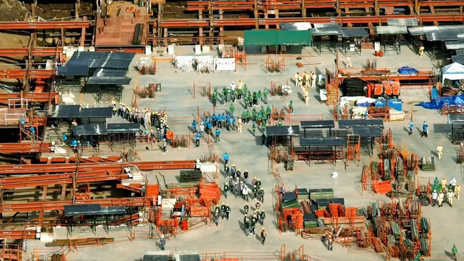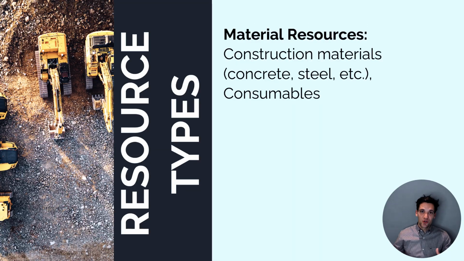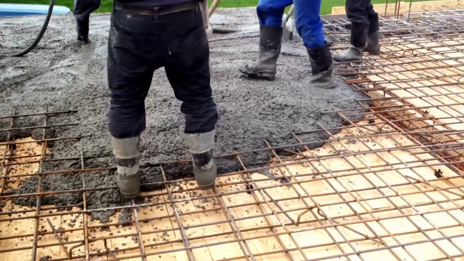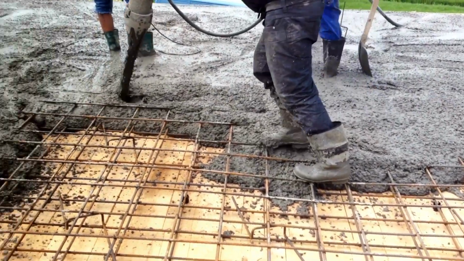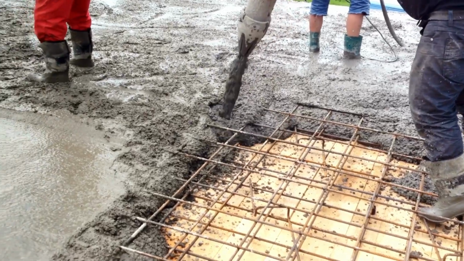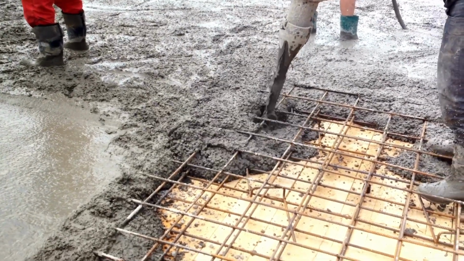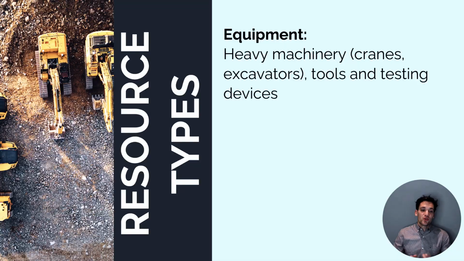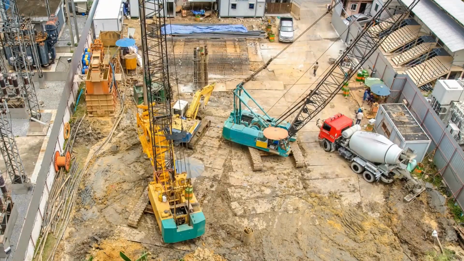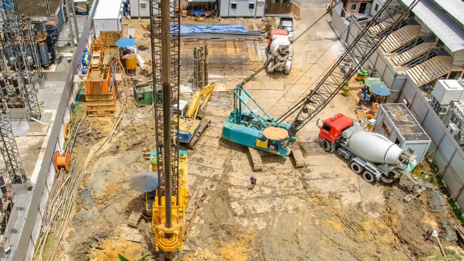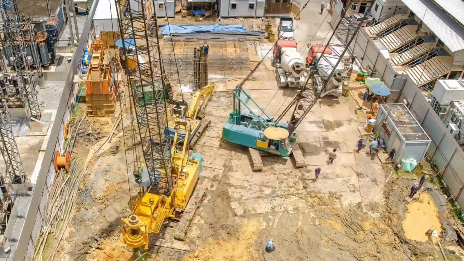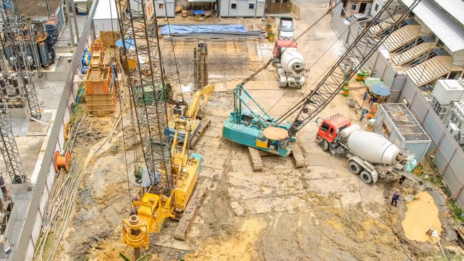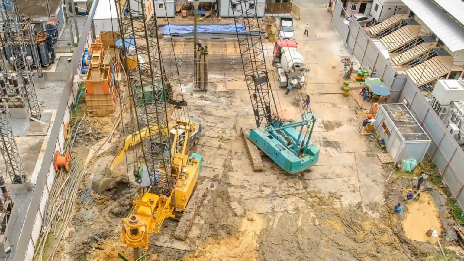Next, we've got material resources. So these are things like construction materials, so concrete, steel, electrical equipment, mechanical equipment, these sorts of things, and also consumables, so temporary materials that are used up during the construction process. Then we've also got equipment. So we could have heavy machinery, things like cranes, excavators, concrete pumps. We could have transport vehicles like cars, utes, buses, trucks. We could have tools, testing equipment, so all sorts of different equipment and vehicles.